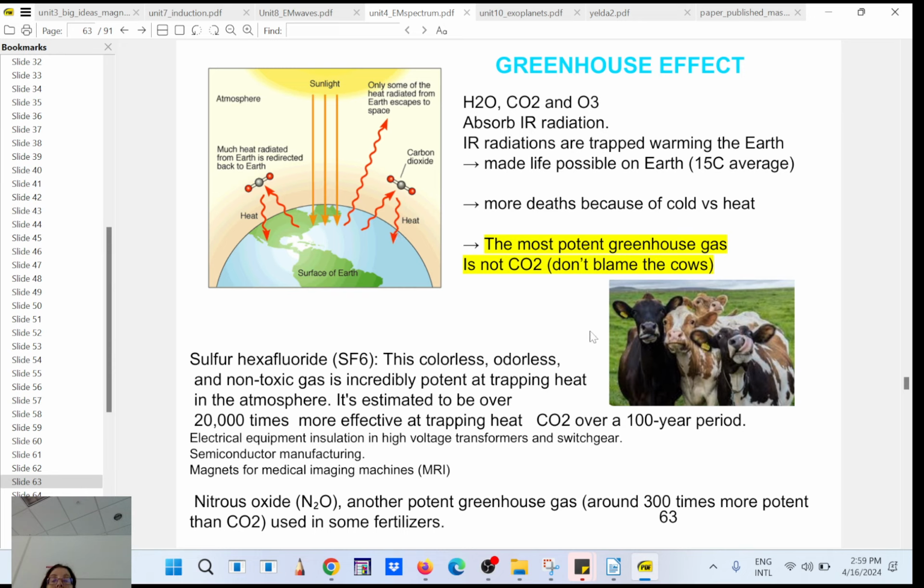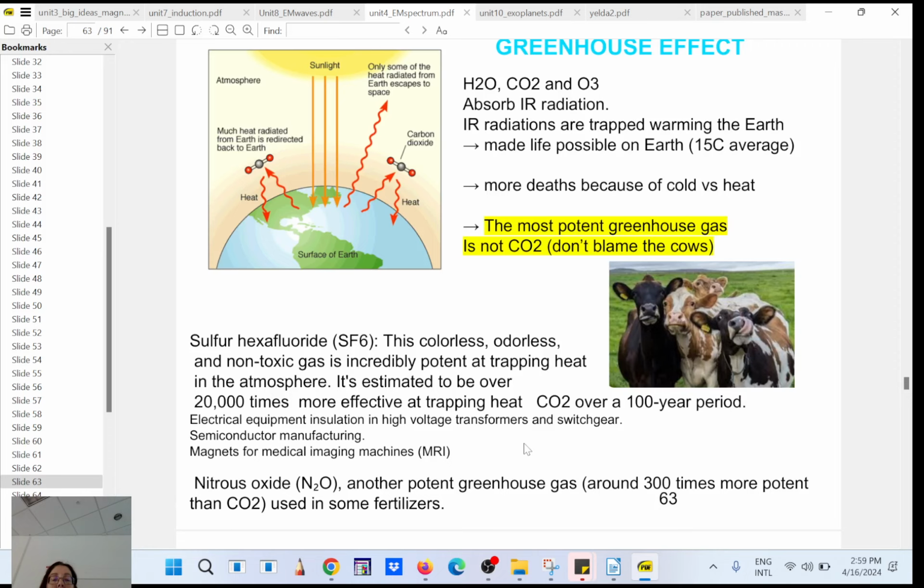People think that you have to blame CO2 and blame the cows and kill all the cows. But what most people don't know is there is something more dangerous than CO2, 20 times more effective at trapping heat, and that will be that component here. I'm not sure if I'm going to be able to say it. Sulfur hexafluoride.